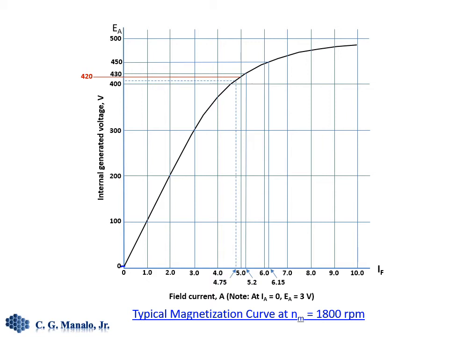You might ask how E sub A is determined, as it is produced internally by the windings in the armature. This is usually done by measuring the voltage at the open terminals of the generator. That voltage will be equal to the internally generated voltage at no load.